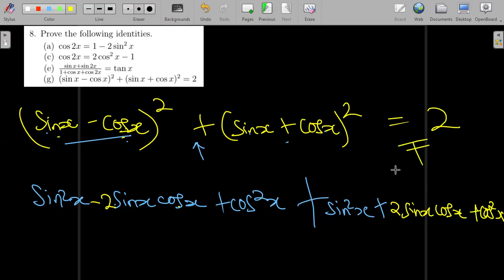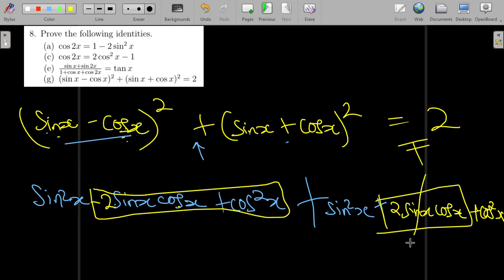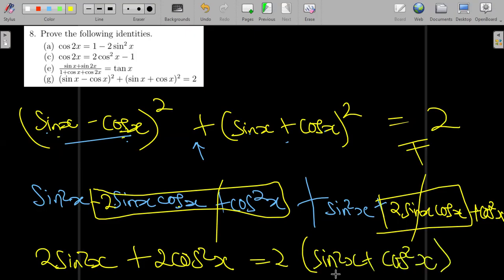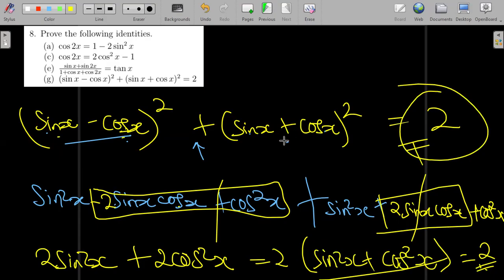So all this should be equal to the right-hand side. What do we see here? We see that this part and this part cancel out. So I have 2 sine squared x plus 2 cos squared x. Factorize the 2. In the brackets we have sine squared x plus cos squared x, and we know that this part is just 1. So this whole thing is equal to 2, and this 2 is what you can see here. So hence proved.